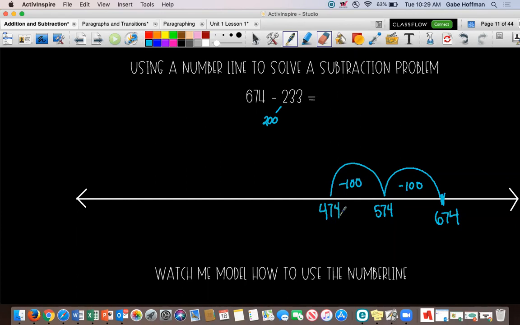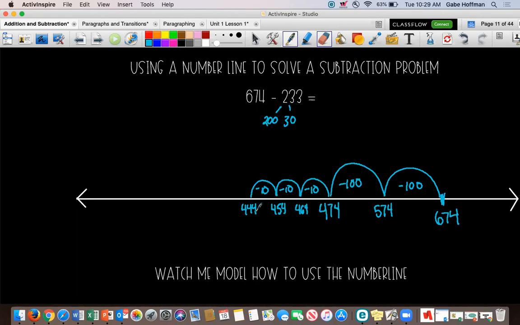Now in the tens place, there's 3 10s or 30. And instead of going back by 30 in a big jump, I'm going to go back 10, 20, 30. And I can go backwards by 10. So 474, 464, 454, 444.